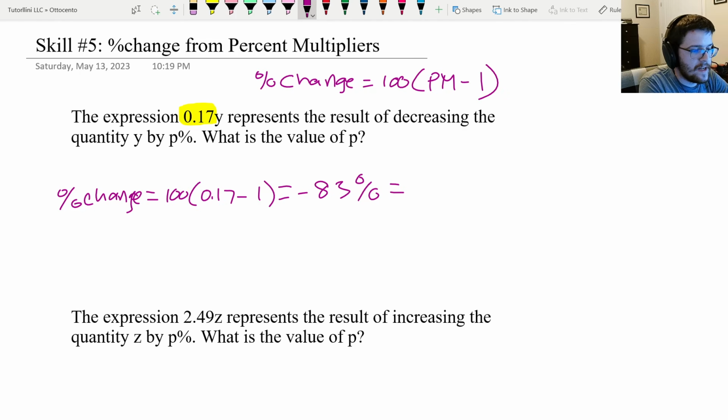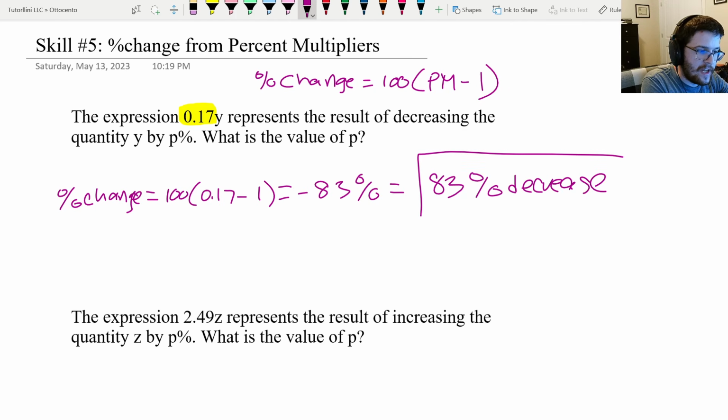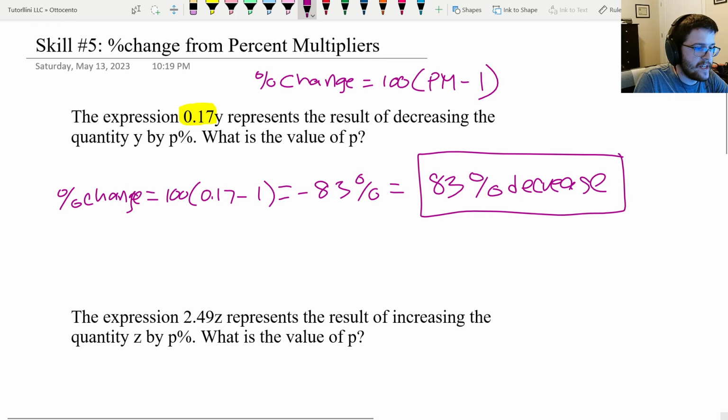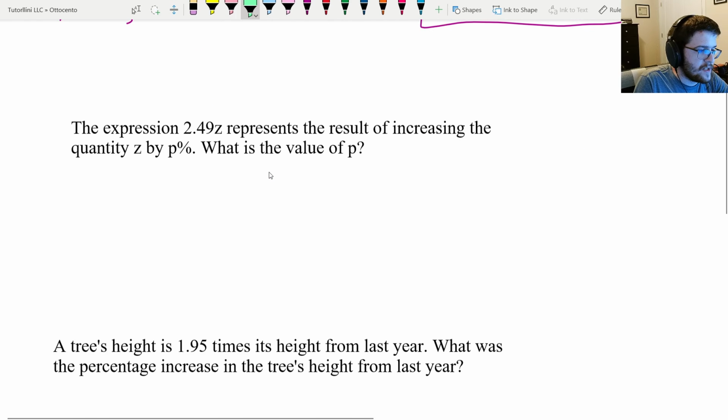And remember, guys, negative percent, that's a decrease. So we're going to say this is an 83% decrease. So if this were a student-produced response, you would just say 83, not negative 83, because it says the word decrease here. It already accounts for the negative, so you don't need to put two negatives. Okay, great. Let's look at the next one.